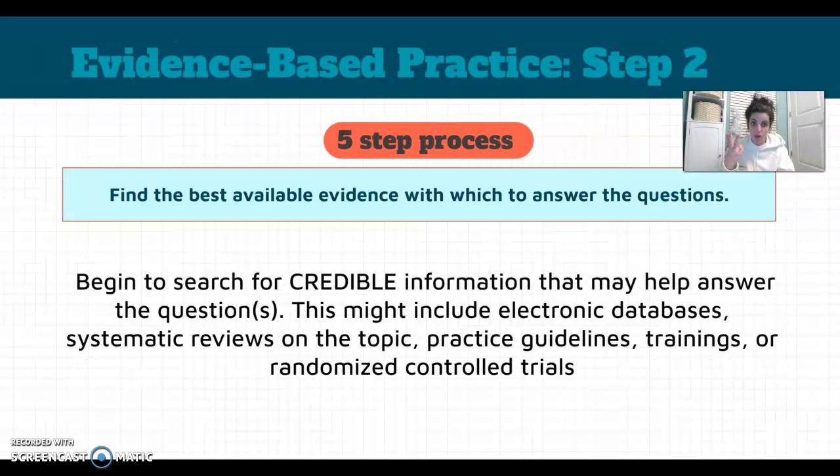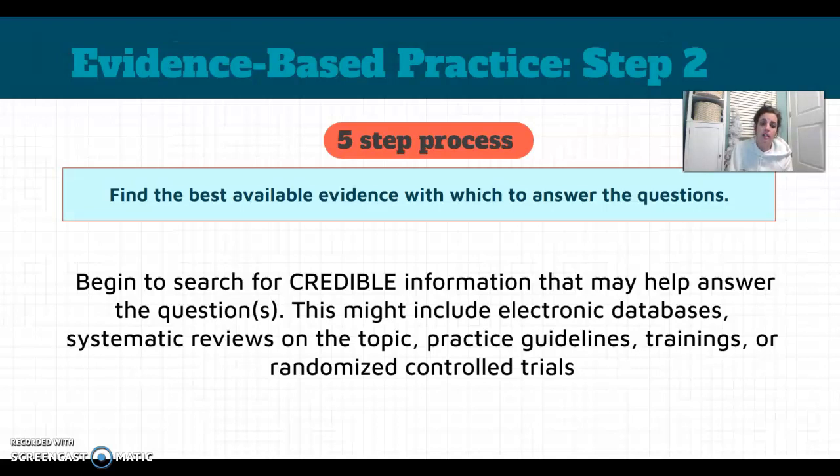So that's step one. Step two would be finding the best available evidence with which to answer the question. If you have this inkling that AA meetings would be helpful for a client, you're going to want to start looking for literature to help support that, to say, yes, this has been found to be a very effective way to help individuals stop consuming alcohol who might have a dependency on it.